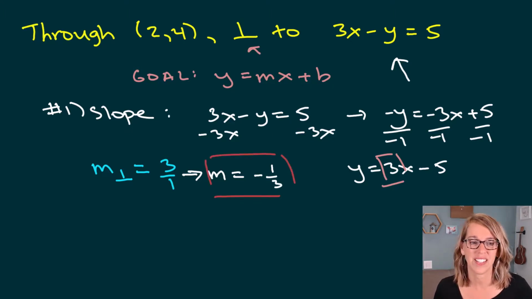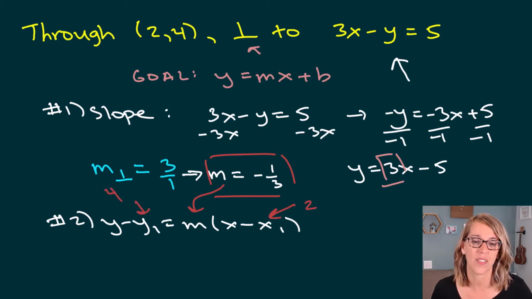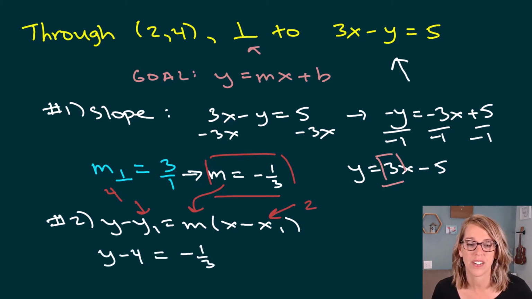Step number two is point slope formula. So step number two, y minus y1 is equal to m times x minus x1. I already have m to put into my equation, so m is going to go right there, the negative 1/3, and my point is 2 comma 4. So 2 is going to replace the x1, and 4 is going to replace the y1. So now what do I have? I've got y minus 4 is equal to negative 1/3 times x minus 2.